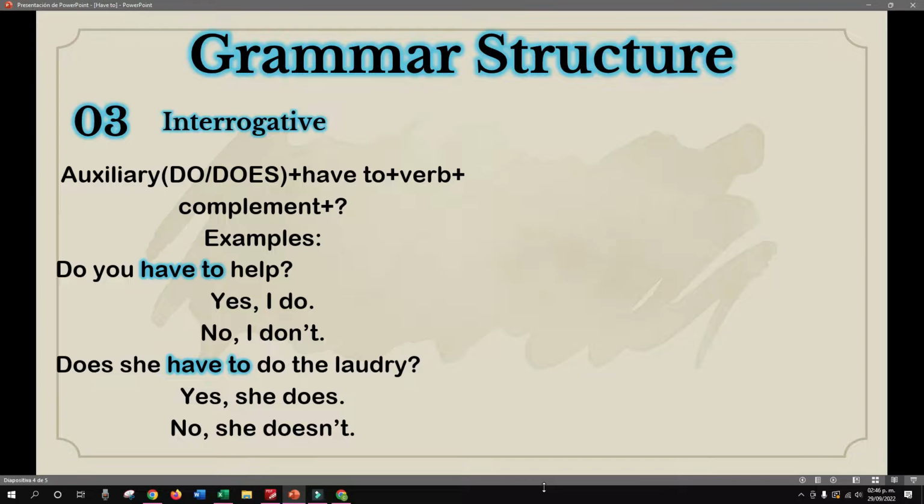So, vean, en este caso es lo mismo. Como son interrogativas, cuando ustedes utilicen el doesn't, en este caso, o does, ¿verdad? En este caso de pregunta, usted no va a necesitar has to, sino que va a colocar have to y el verbo siempre en su forma base, el verbo principal, ¿ok?